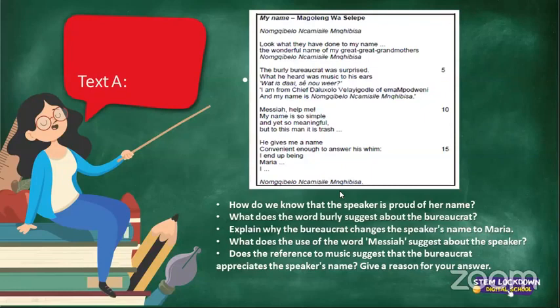Okay, so then the other question is, explain why the bureaucrat changes the speaker's name to Maria. Guys, I'm gonna need you to really, really try. Explain why the bureaucrat changes the speaker's name to Maria. Dimple, do you want to try?